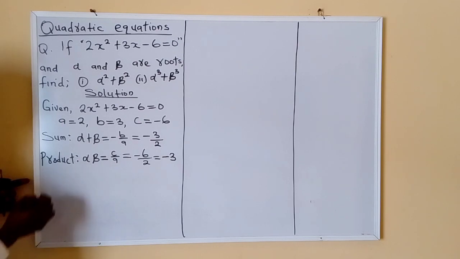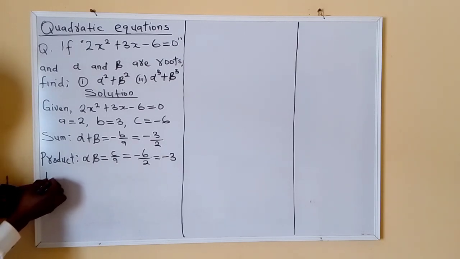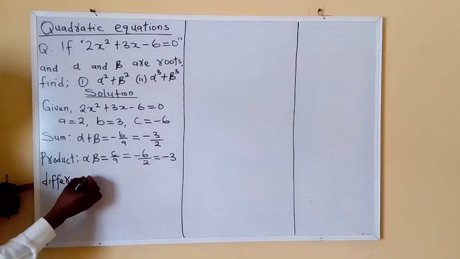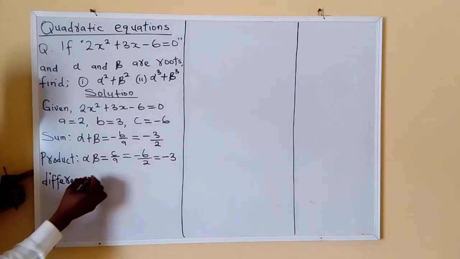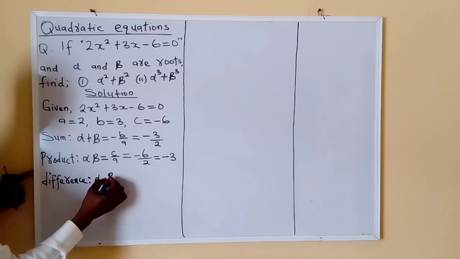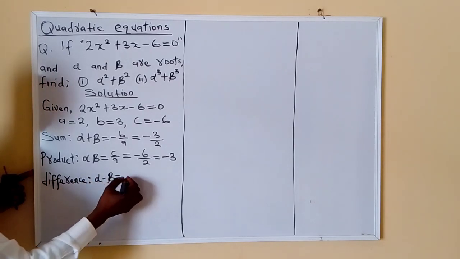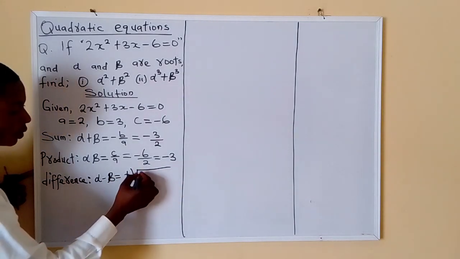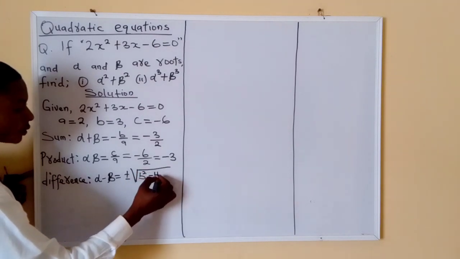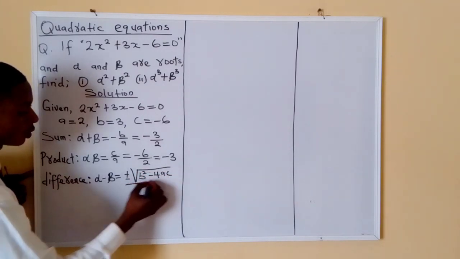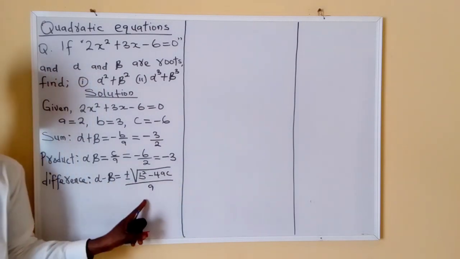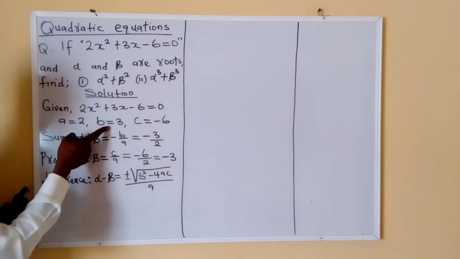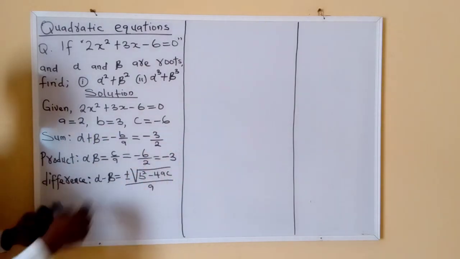Now we are going to find also the difference of roots. Difference means minus. For the difference of roots, alpha minus beta will be equal to plus or minus the square root of b squared minus 4ac all over a, not 2a, just a. Let's substitute. Our b is 3, a is 2, c is minus 6.